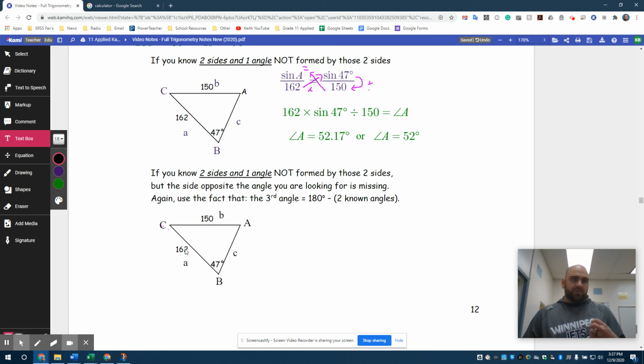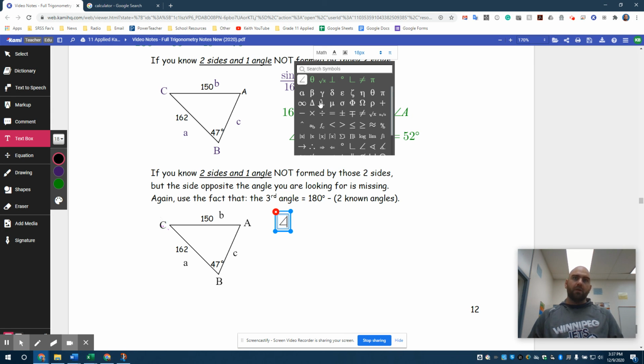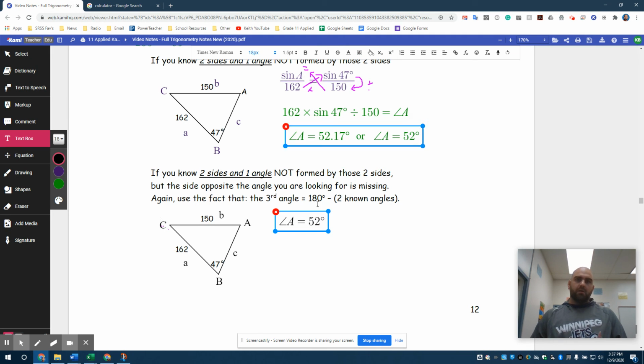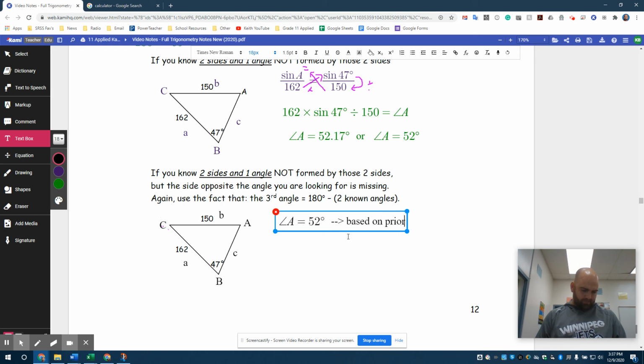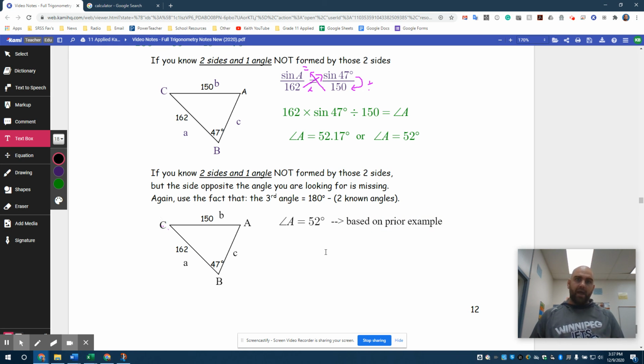What we did, we used this exact triangle up here, and we found that angle A was 52 degrees. If we want to now find angle C, we don't actually have to know side C. We just know that if we know these two sides, and this is based on our previous example, that angle A is equal to 52 degrees. We don't actually even have to solve for it again because we've already shown that.